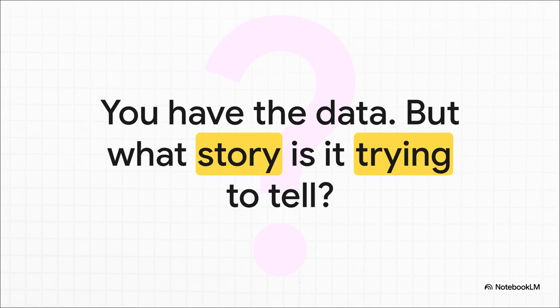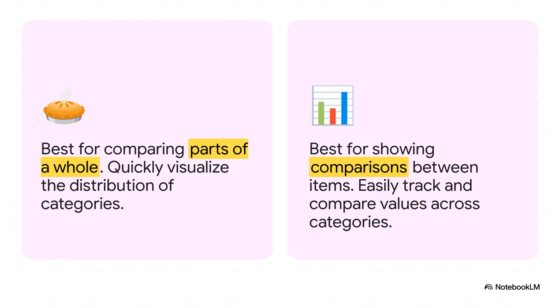This is really the key question you need to ask. Every dataset has a story inside it. Is it a story about how different parts make up a whole? Or maybe it's a story about how things are changing over time. The story you're trying to tell will point you directly to the right chart for the job. So let's start with the two most common heroes of the charting world. The pie chart is your go-to when you need to see proportions. Think, what percentage of our time is spent in coding versus testing? It shows you the slices of the whole pie.